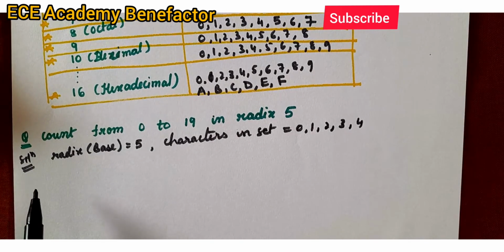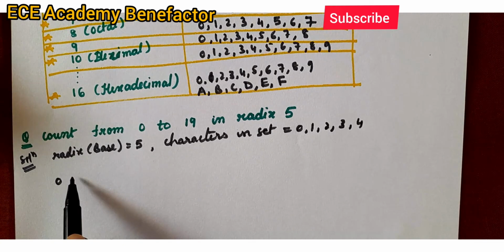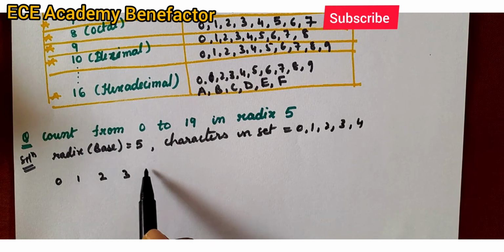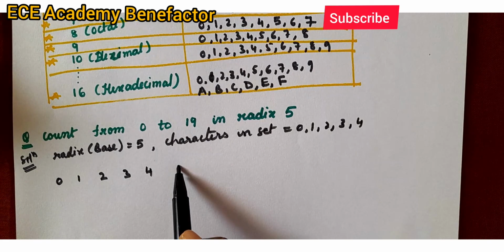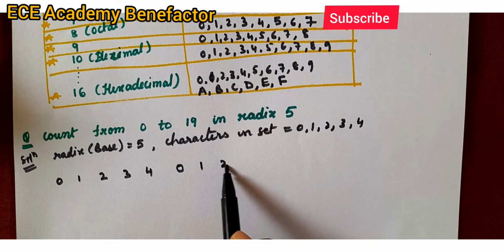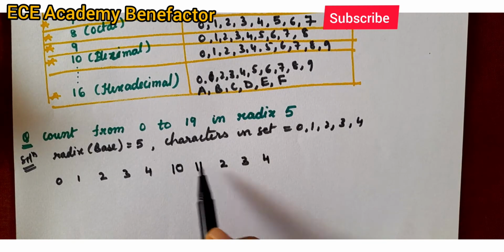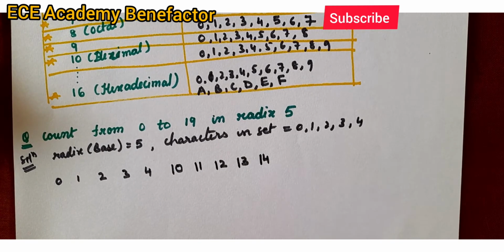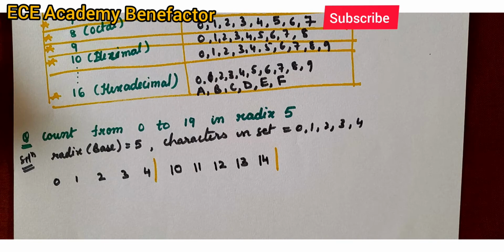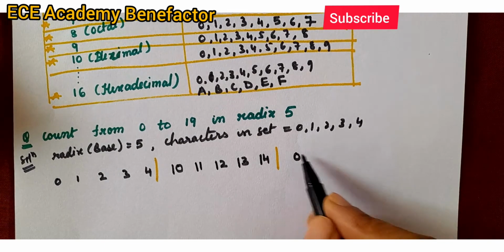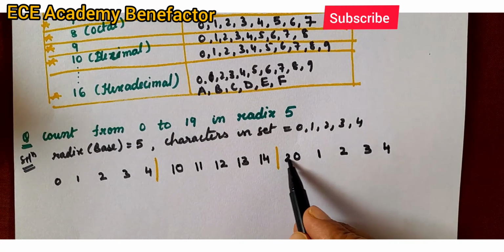So how do we write the numbers? We count the numbers as 0, 1, 2, 3, 4. And after 4 what will we do? Again repeat the same numbers 0, 1, 2, 3, 4, but here with the series 1. Now again repeat the numbers 0, 1, 2, 3, 4 with the series 2.